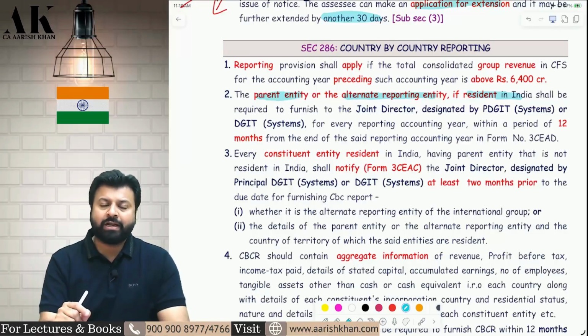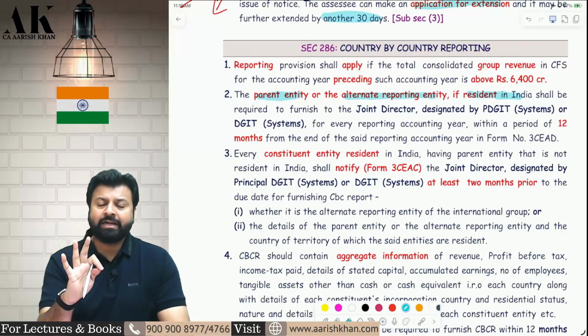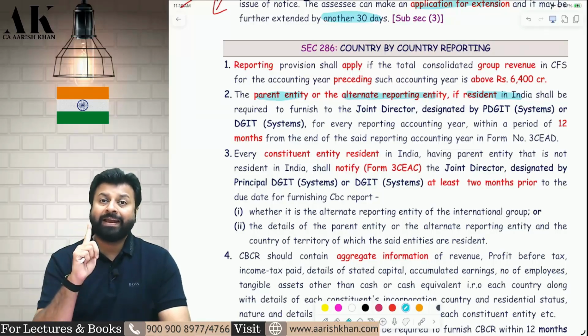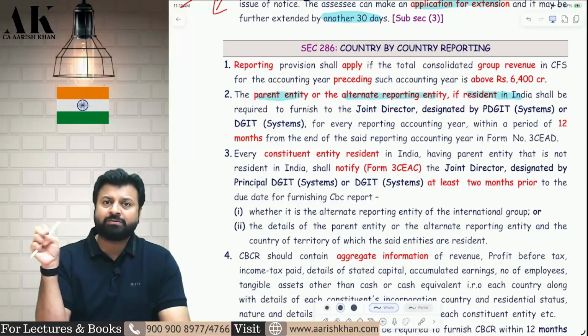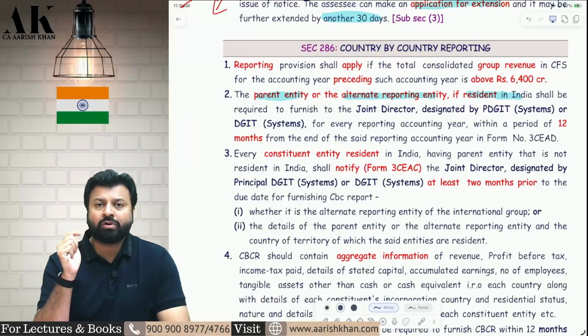Sir, what is constituent entity? There are three types of constituent entity, which are defined in section 286. First, any entity which is a part of CFS of the company will be called a constituent entity. Second type of constituent entity: any entity which is excluded from CFS because it is very small in size can also be called a constituent entity.